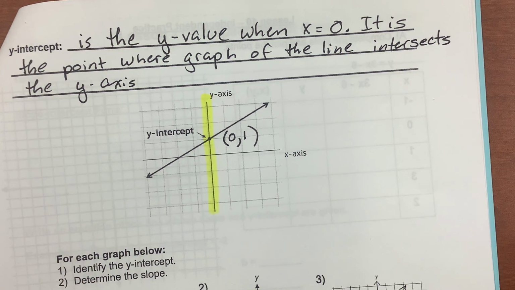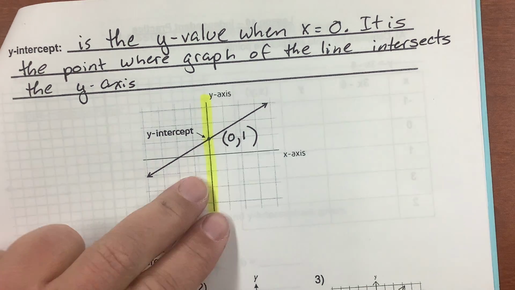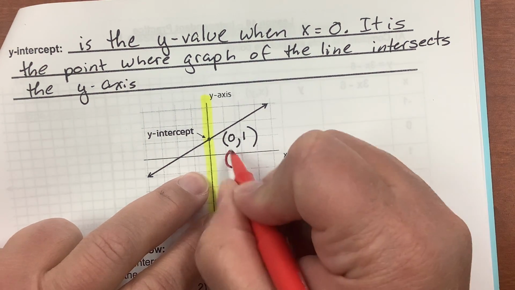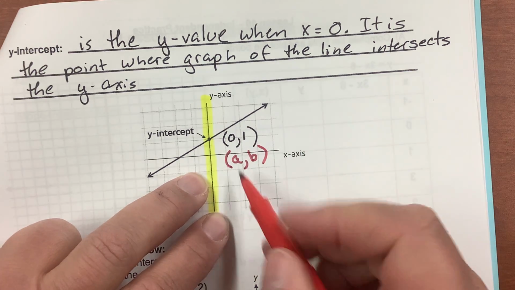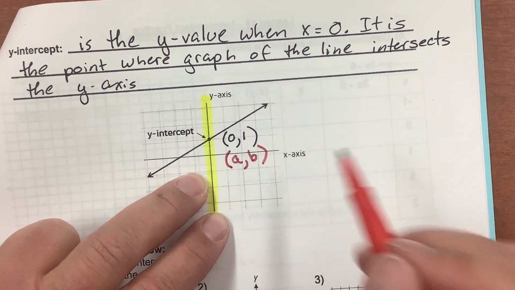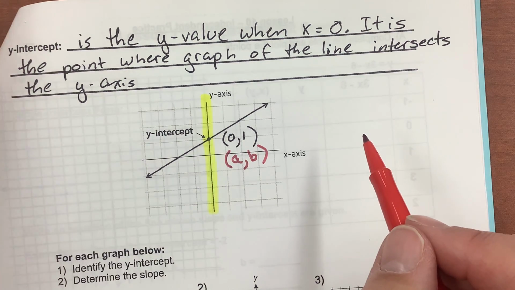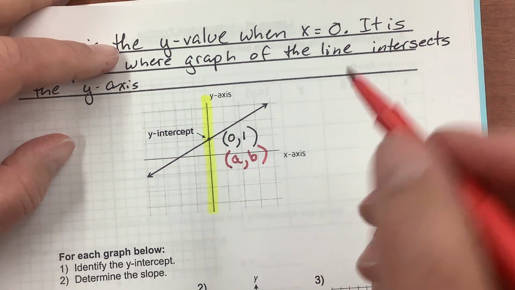And I know what you're thinking, why B? It's because when you're looking at a point, the first coordinate is A, and the second coordinate is B. So the B is the y-intercept. It's the y value when x equals 0.